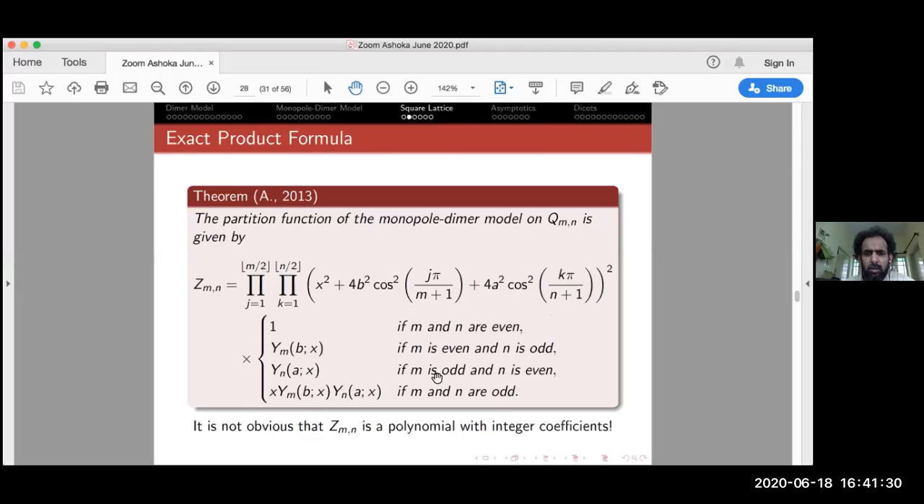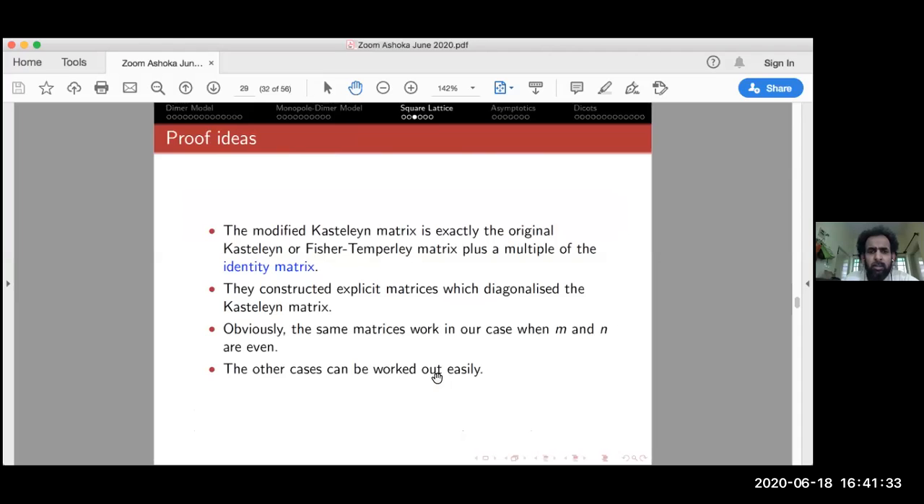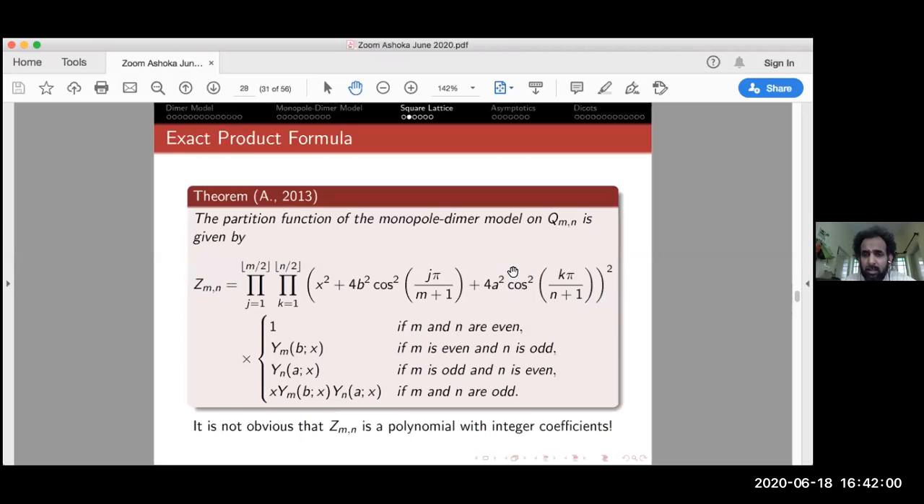So the key idea is not much. The point is that the modified Kasteleyn matrix in this case is just a multiple of the identity matrix added to the original Kasteleyn matrix. So their method, which was an explicit diagonalization, works automatically. And all you have to do is analyze things a little carefully. I want you to notice one thing: if m and n are even, the partition function becomes a perfect square.